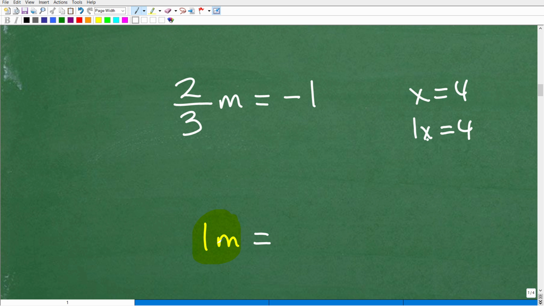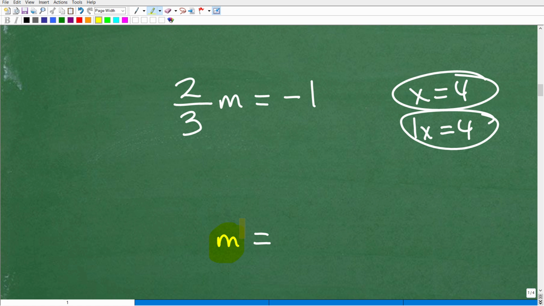It's just implied that you know that it's there. So x is equal to 4 is the same thing as 1x is equal to 4. But you should just kind of be mindful of that. So what we're trying to do is solve for m, or just m by itself, which is 1m.